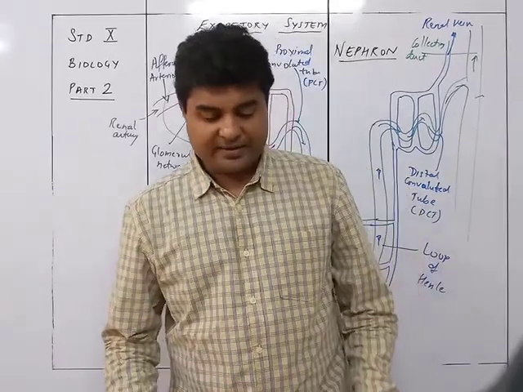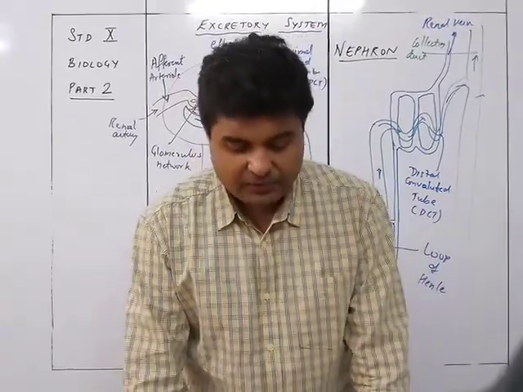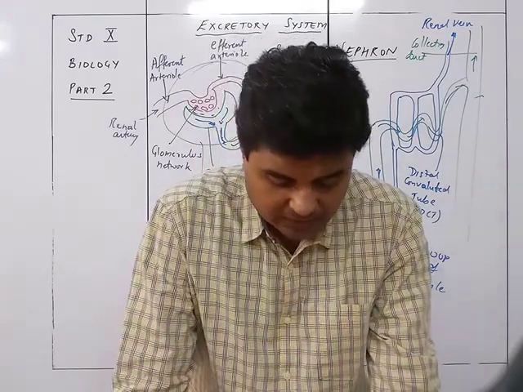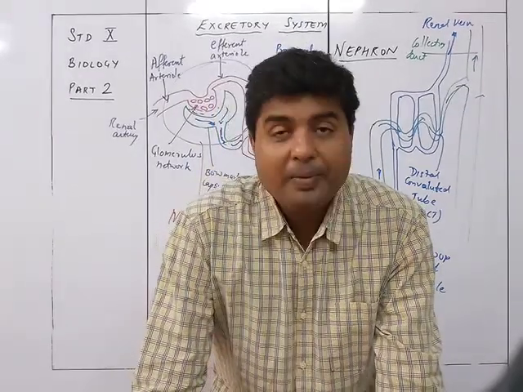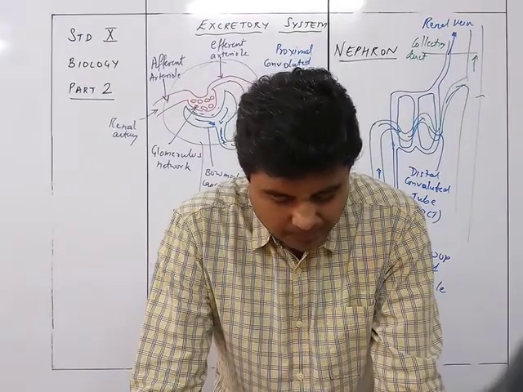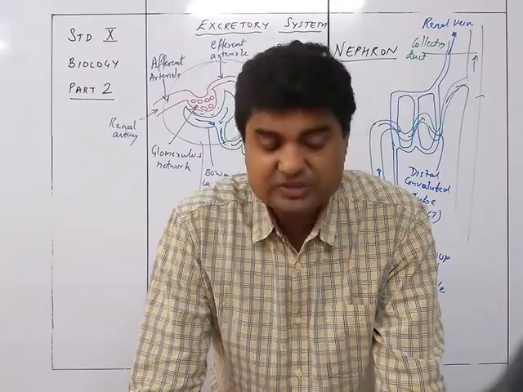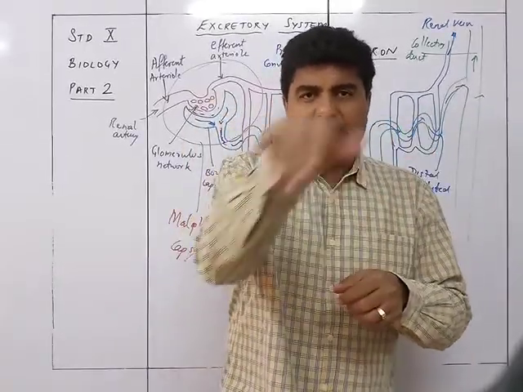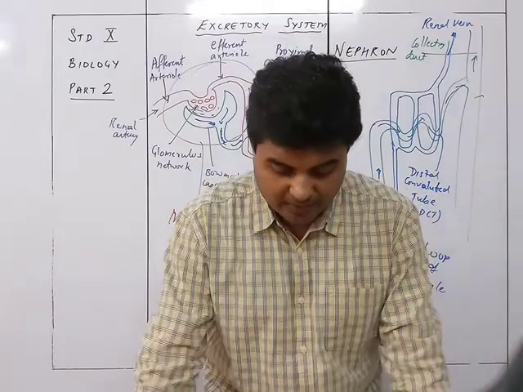So finally is the urine excretion. The final urine passes into the collecting duct, to the pelvis, and through the ureter into the urinary bladder by ureteral peristalsis, waves of constriction in the ureter. So there will be continuous waves of constriction, and that way the urine passes into the urinary bladder.